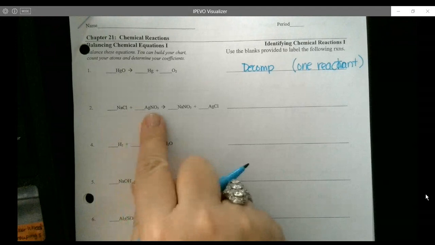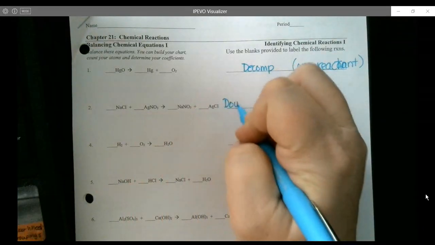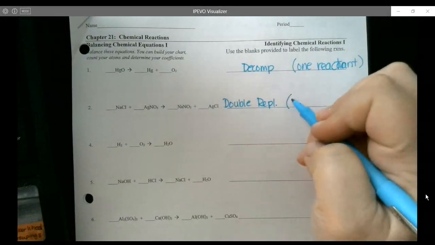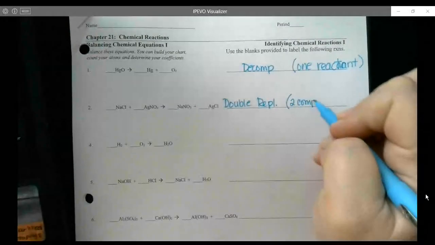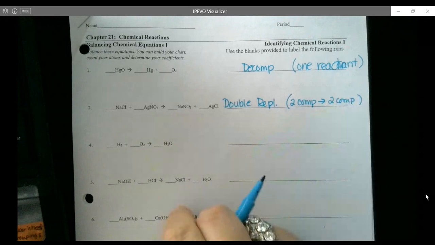I see a compound and a compound, and I see 2 new compounds. So I'm going to know that this is a double replacement. And the key here is 2 compounds forming 2 new compounds. Okay?